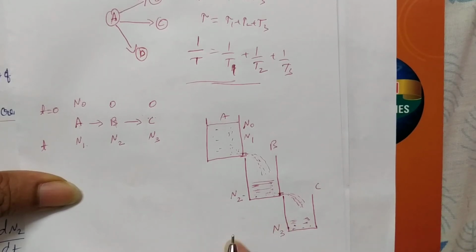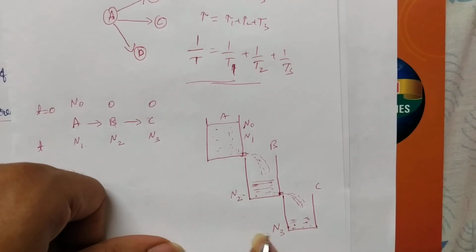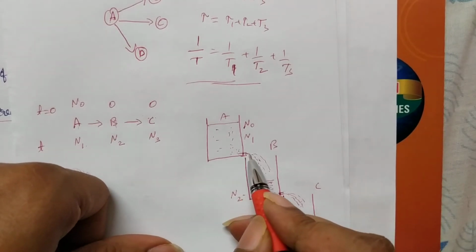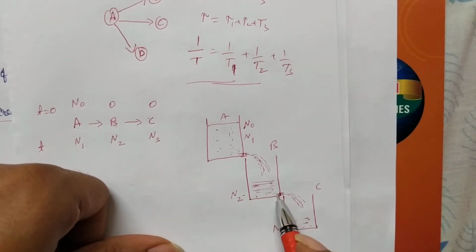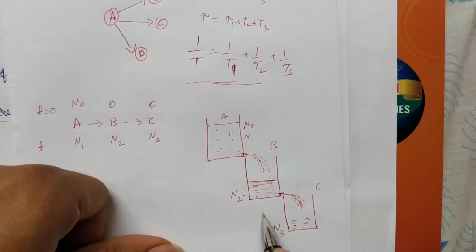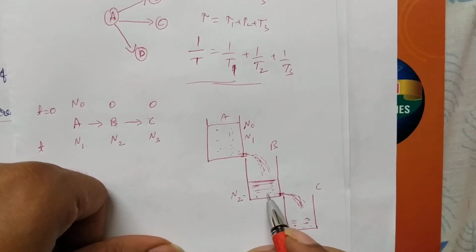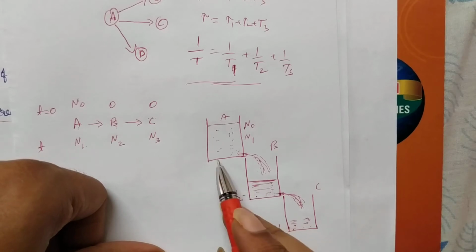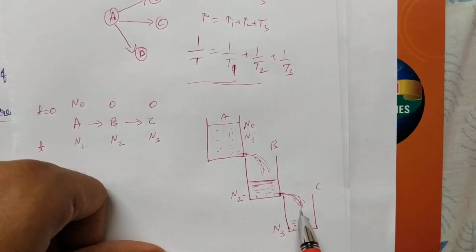Suppose you take a particular case. The amount of liquid entering from A to B is exactly equal to that going from B to C. Then the height, or amount, of liquid inside B is constant. This is what you call the equilibrium condition. What is the equilibrium condition? The same amount of liquid leaves as enters.